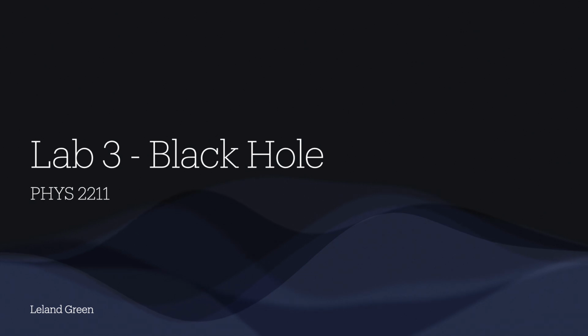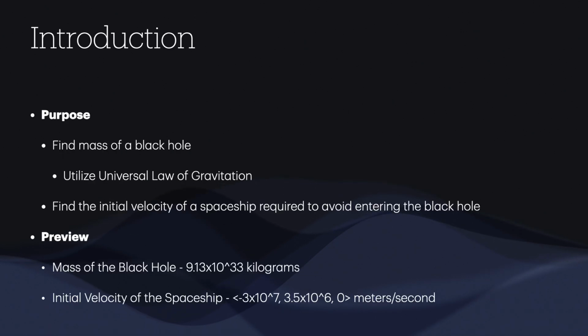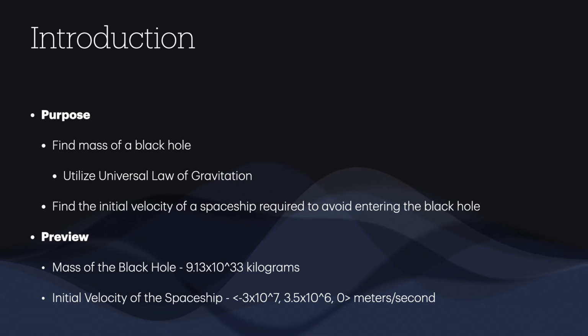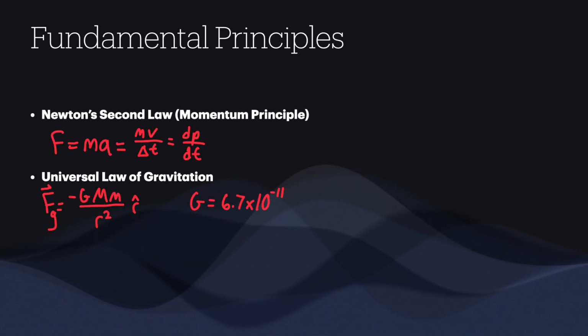for Physics 2211. As an introduction, the purpose of this lab was to find the mass of a black hole utilizing the universal law of gravitation, and then find the initial velocity required of a spaceship to avoid entering the black hole. And as a preview, the mass of the black hole was 9.13 times 10 to the 33 kilograms, and the initial velocity was -3 times 10 to the 7 in the x direction and 3.5 times 10 to the 6 in the y direction.